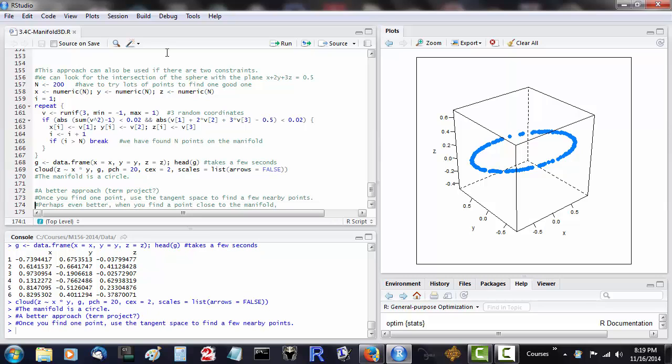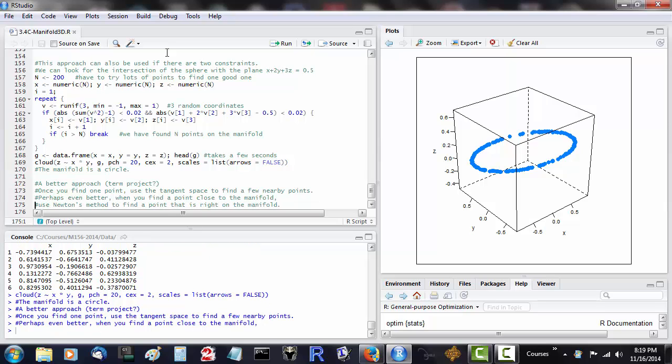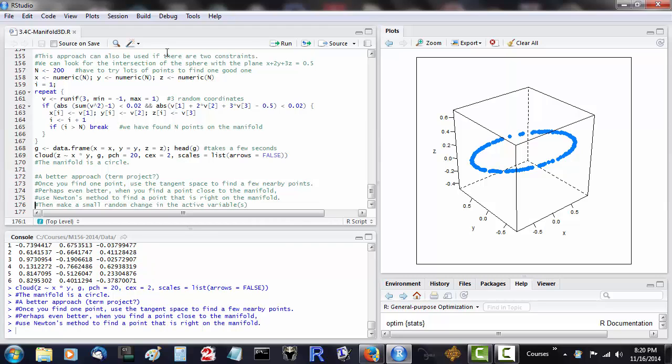If you want to improve on this, and it might make a wonderful term project, you can argue, once you've found a point on the manifold, then you know how to use the tangent space to find nearby points, or even better, once you've found a point near the manifold, use Newton's method to find a point that's right on the manifold. I couldn't find anything in the available R packages that appeared to do this. So if you can do a good term project that graphs a three-dimensional manifold specified by two constraints, you probably have something that may be a first in the world, and maybe you could even polish it up and submit it to the folks that run R.